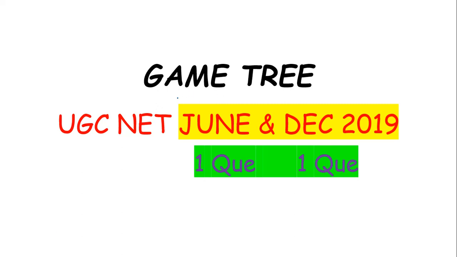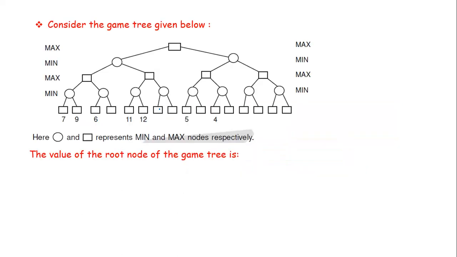Here you can see one question on game tree was asked in June and one was asked in December. So it is expected to get one more question in the coming exam on 16th, 17th September. So be prepared everyone. This is one of the easiest questions you can solve. So let us start with our first question.